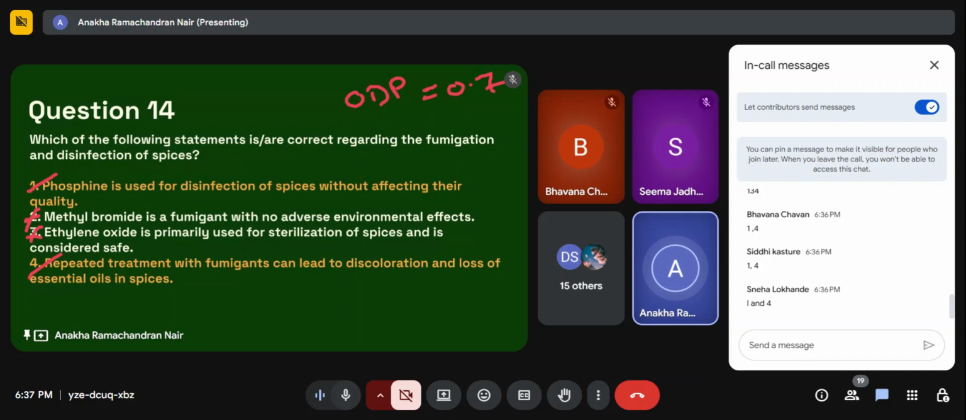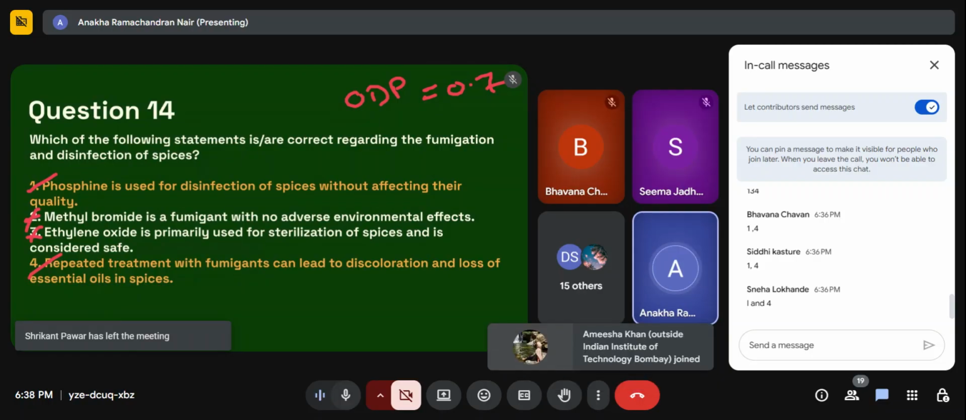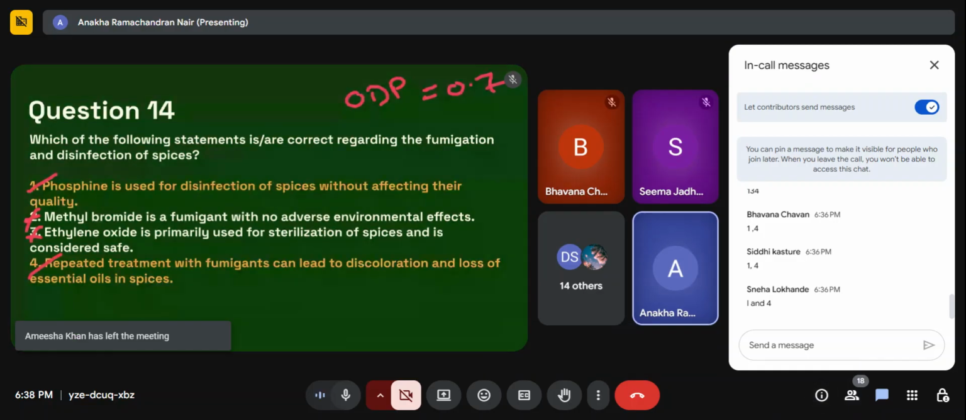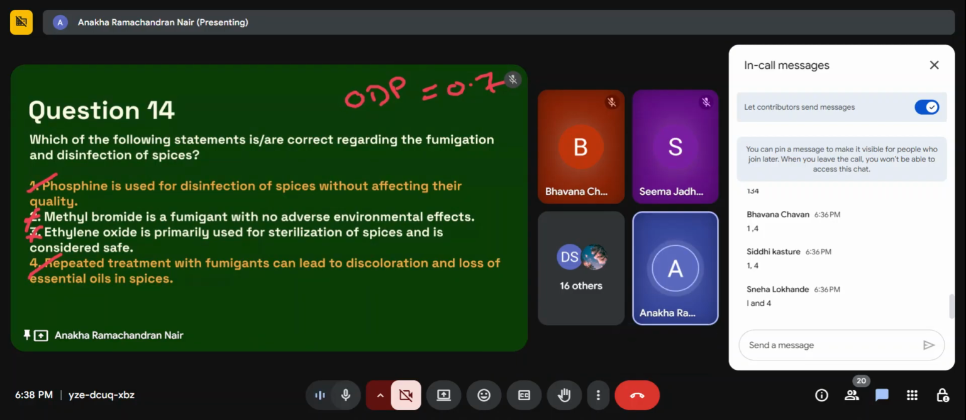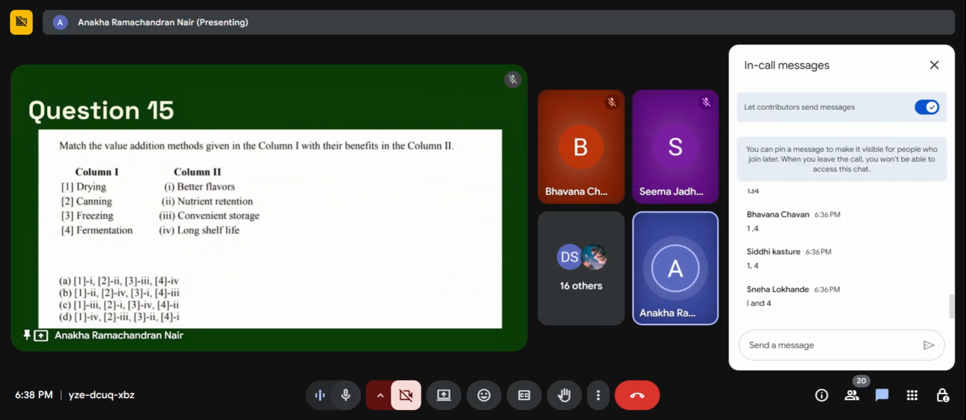And option 4 was repeated treatment with fumigants can lead to discoloration and loss of essential oils in spices. And that is correct. So the correct answer was 1 and 4. Most of you were correct. So is there any doubt in this question? All right, I don't see any doubts. So let's move on to question number 15, which is again a match the following kind of question.